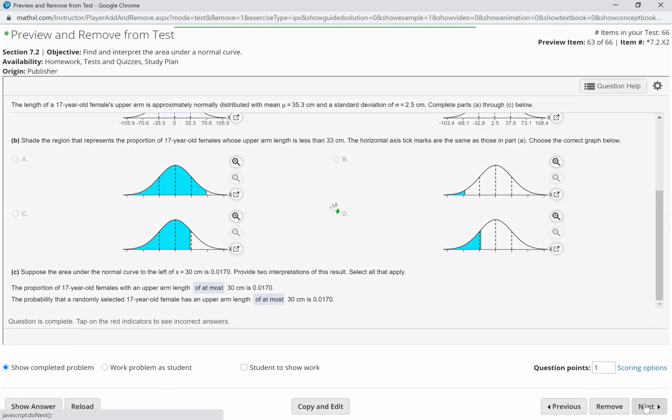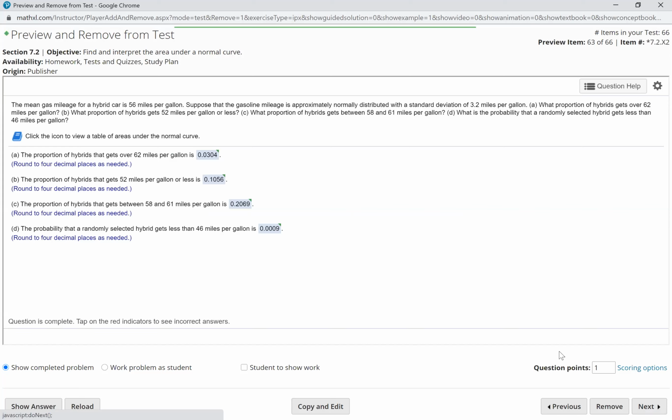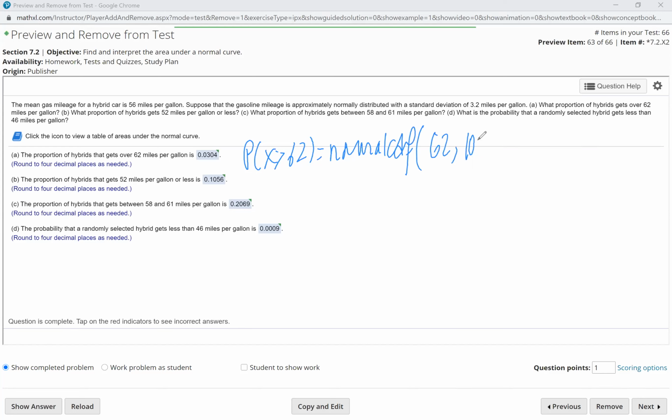Okay, let me go. You see, this is another question from chapter 5. Instead of saying probability, it says proportion, but it's the same thing. Over 62 means probability of x more than 62, which is normal CDF. 62 is the lower bound. A million is the upper bound. The mean is what? 56. And the standard deviation is 3.2. And you just do that.